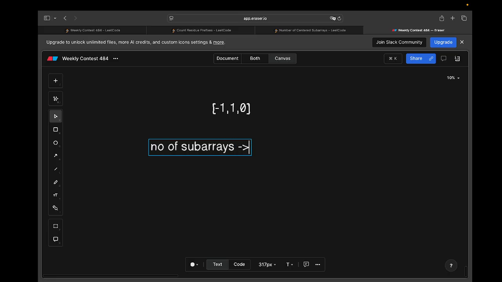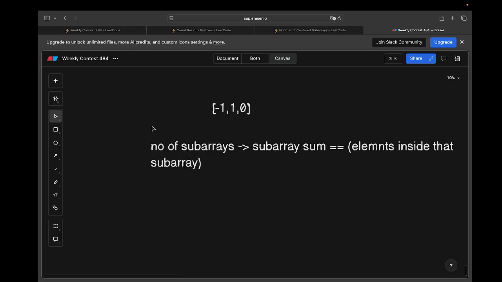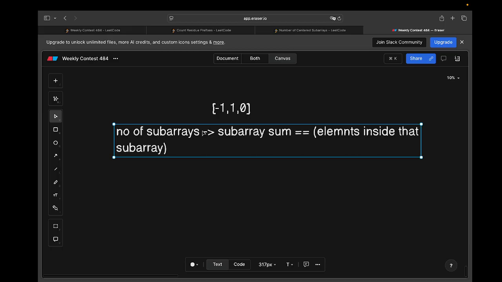we have to find the number of subarrays where the subarray's sum should be equal to one of the elements inside that subarray, right? So this is what the problem is asking us to solve. We just have to return the number of subarrays which satisfy this condition.